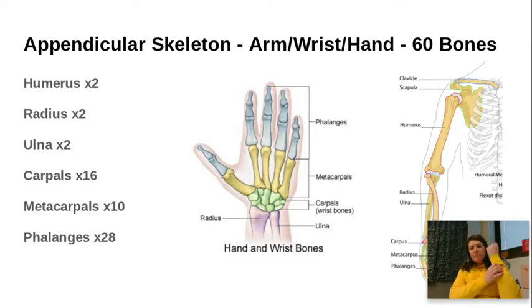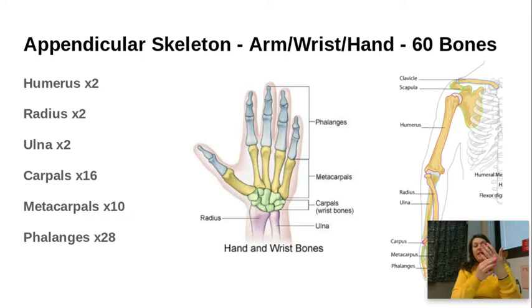Okay. And then you have 16 carpals, which are in your wrist here. And those bones help you move your wrist like this. And then you have these things called metacarpals, which are actually in your hand. So if I'm looking at my hand here, you can see my knuckles. Those are going to be my metacarpals. And then I have my phalanges, which are actually my fingers up here.